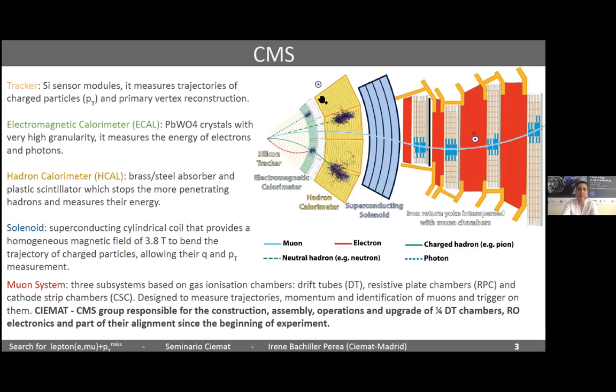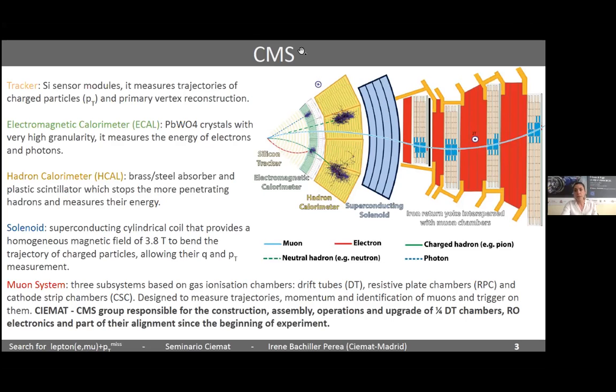The next layer is the hadron calorimeter, HCAL, in yellow. It stops the hadrons that travel until the hadron calorimeter, and it measures their energy. All these subdetectors are surrounded by a superconducting solenoid. The solenoid is providing a magnetic field, and it bends the curvature of the charged particles. And due to this curvature, we can determine the charge of the particles and also the transverse momentum.